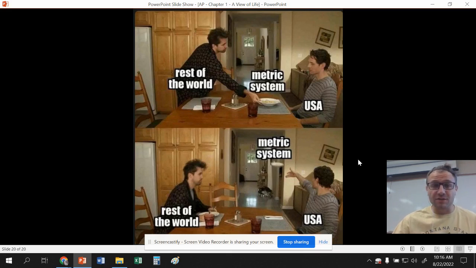All right, so this is going to be the end of our chapter. It's only two sections, so we would have gone over this in two days. But yeah, this is the end of the chapter.